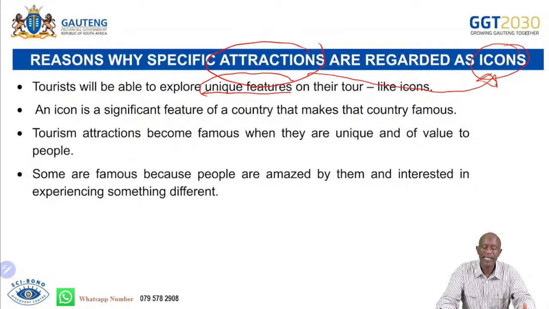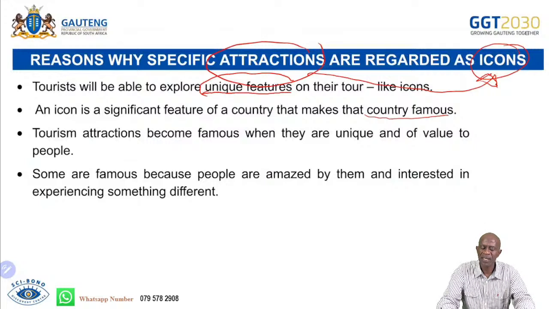An icon is a significant feature of a country that makes the country most famous. It is not only the icon that is famous, but the country within which an icon is found also gains popularity. It becomes popular by the mere fact that it has an icon within.